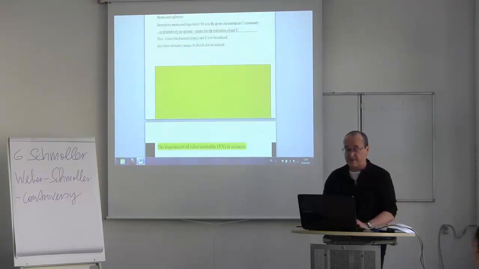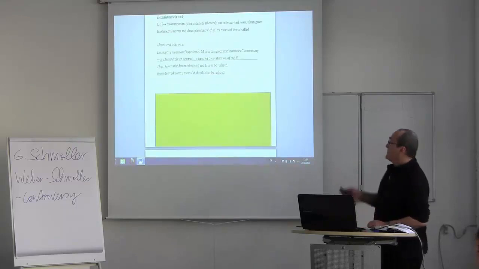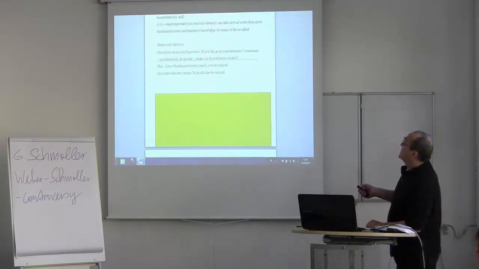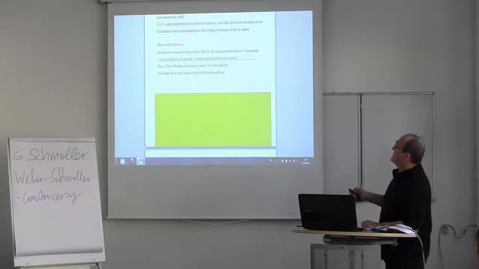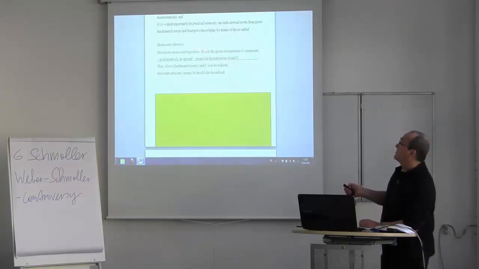The means-end inference: given certain descriptive knowledge, M is in a given circumstance C a necessary means for the realization of an end E, or maybe even an optimal means. This is a second version. Given we have empirically found out that if you want to realize E, you have to apply M, the only way to do it, or the best way to realize E, is by means M. And given the fundamental norm that E is to be realized.